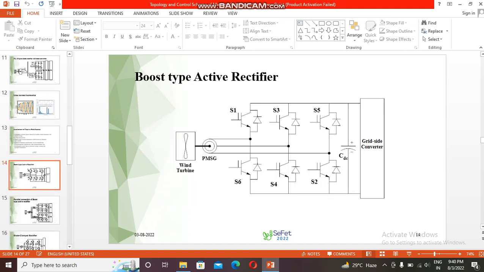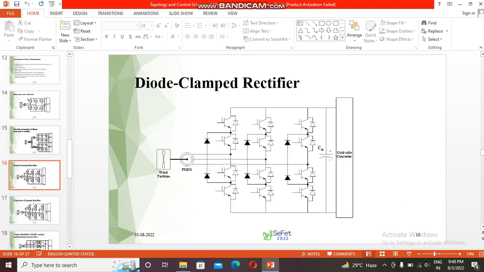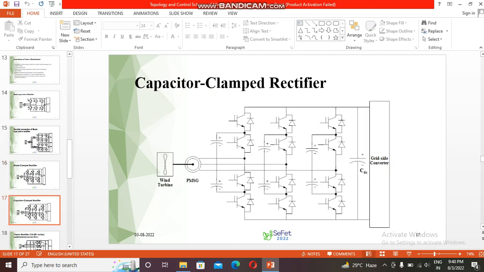So that's why we use the boost type active rectifier. This is a very classic boost type active rectifier where we have 6 switches, and this is the parallel connection of the boost type rectifier connected to the PMSG, which is further connected to the wind turbine. Apart from that, we have the diode clamp, where more diodes are there. Then the capacitor clamp.